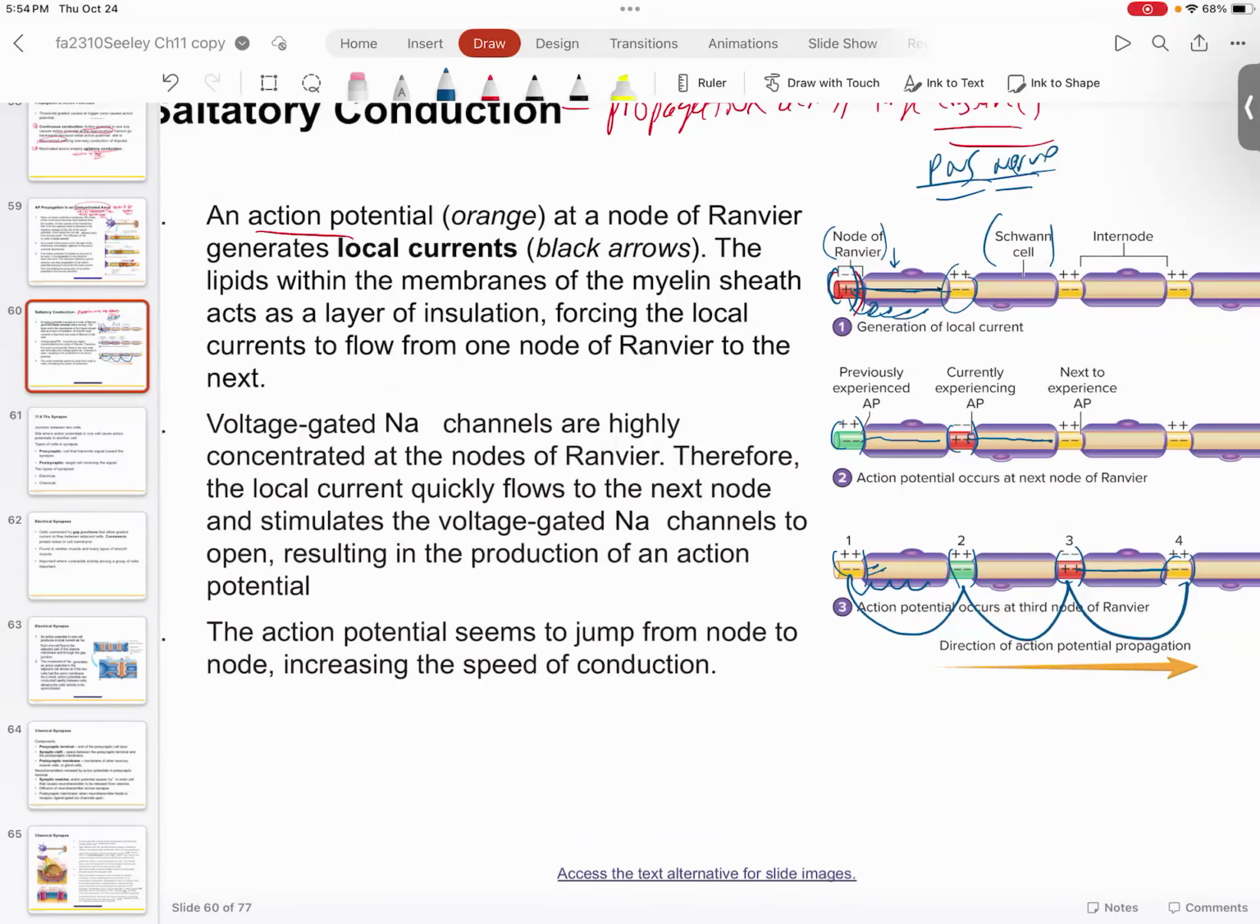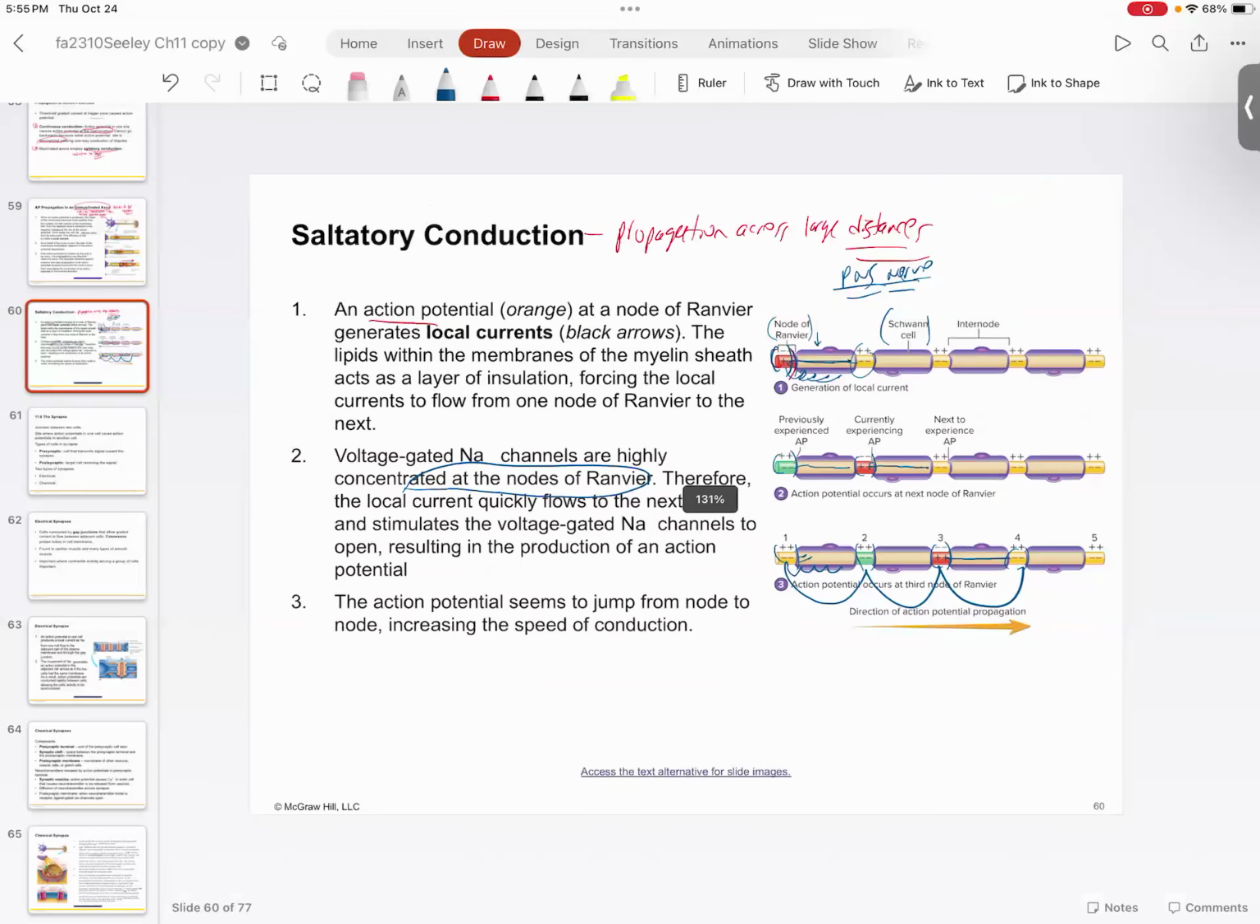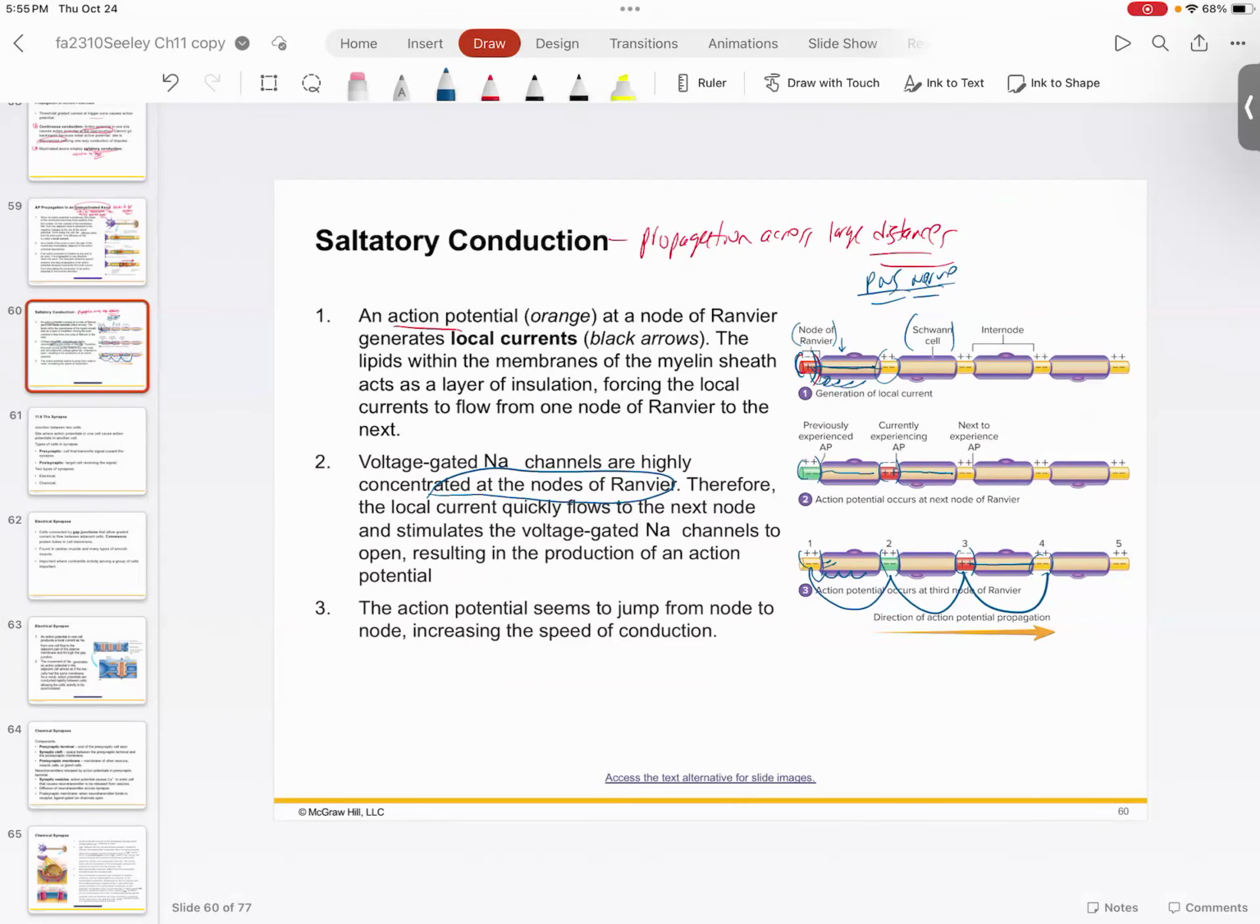So the voltage-gated sodium channels are going to be clustered in the nodes of Ranvier. So there literally is no channel for this local current of sodium to open up. You don't get to your next channel until you get to your node. And that forces the sodium to have to move all the way through that little conduit, that little segment that's sheathed with the myelin in order to get to the next node before it can depolarize it.